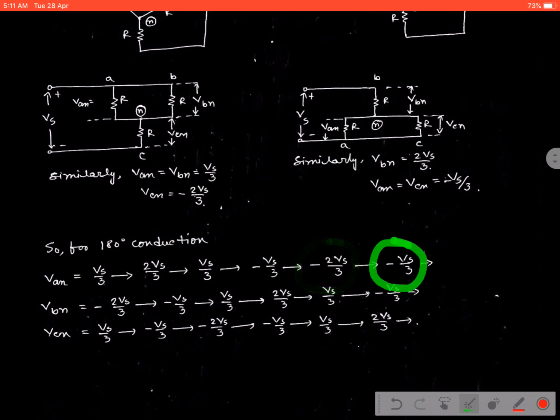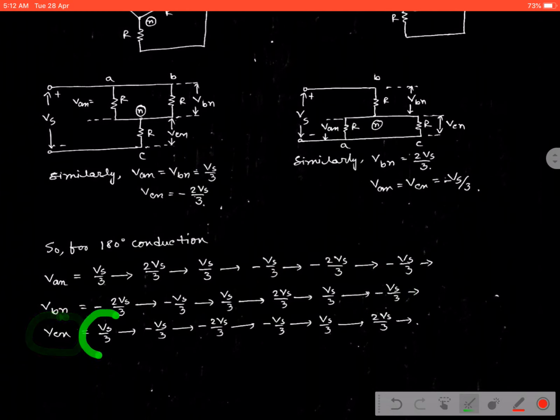minus Vs by 3. Similarly, in the case of VBN, during the first mode operation or step 1, that is the 0 to 60 degree duration, the voltage was minus 2Vs by 3. Then in the next step, step 2, it is minus Vs by 3, and in this step it is Vs by 3, then it becomes 2Vs by 3, then again Vs by 3, and it will be minus Vs by 3. Similarly, the similar case happens in case of VCN.